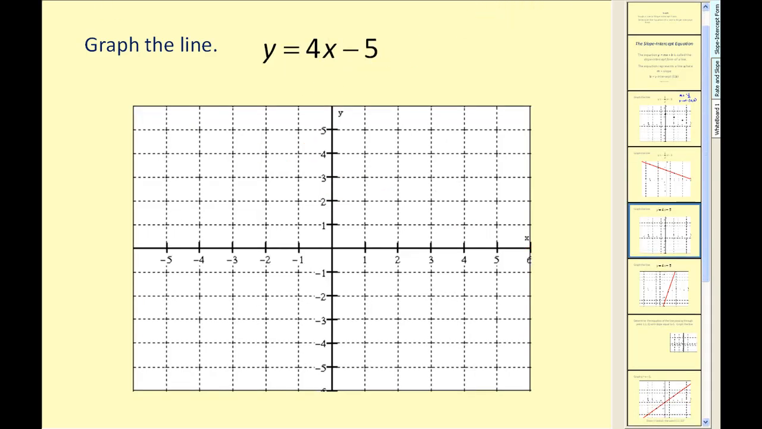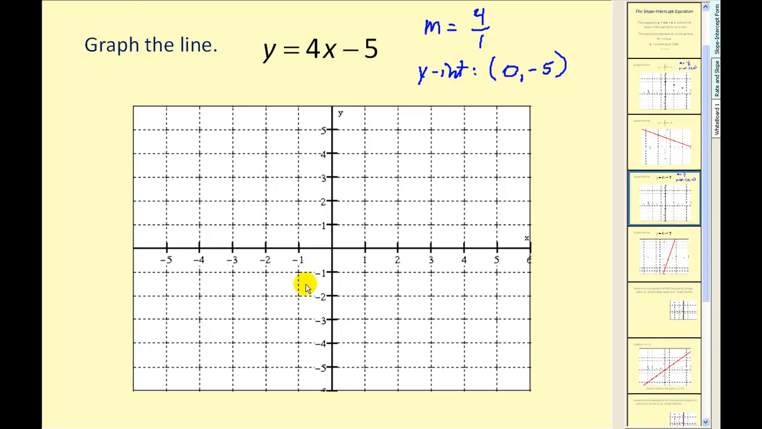Let's identify our slope and our y-intercept. In this case, our slope is 4, but to make use of a slope, it needs to be in fraction form. So we'll write 4 as 4 over 1, and our y-intercept is going to be the point (0, negative 5). Notice we must take the sign with it to identify the y-intercept. So let's go ahead and plot our y-intercept of (0, negative 5).